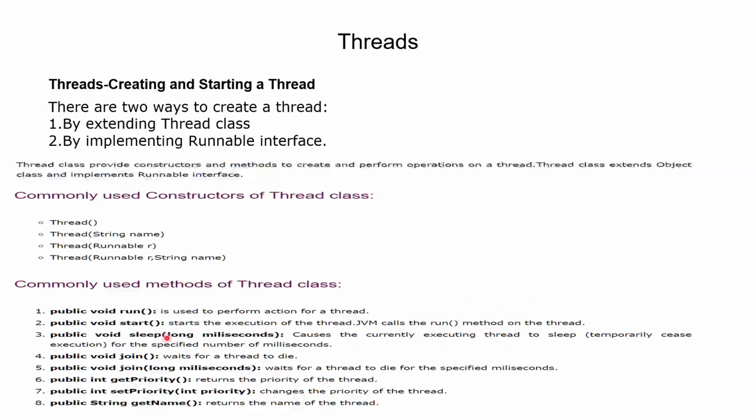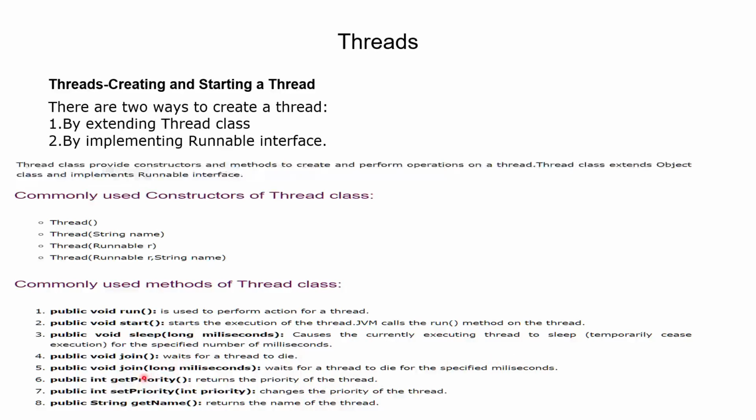We have sleep, which causes the thread to get swapped into a different section of memory, and then it is not executing for a certain amount of time. Its state is saved. We have join, which waits for a thread to die. We also have join with a long value in milliseconds passed in, and that waits for the thread to die for a specified number of milliseconds.